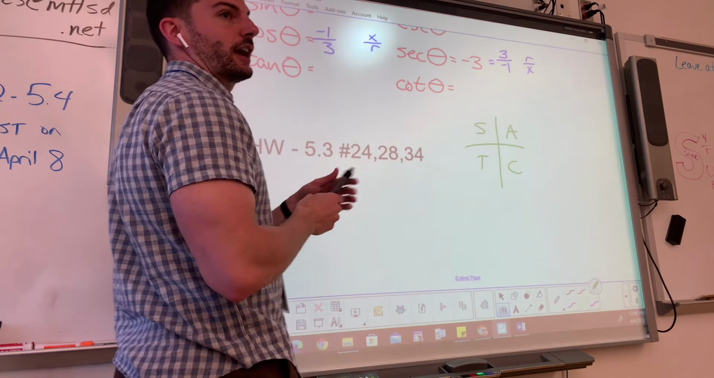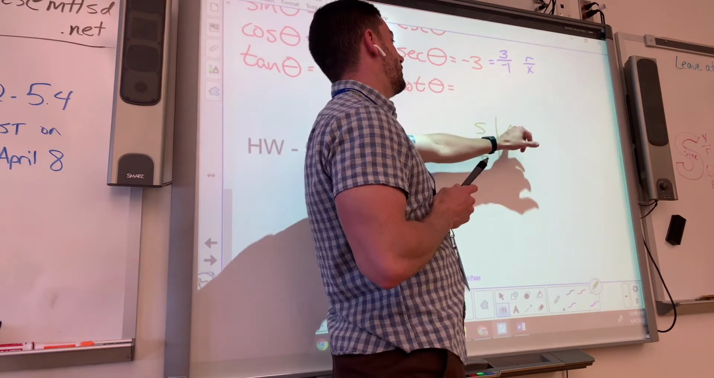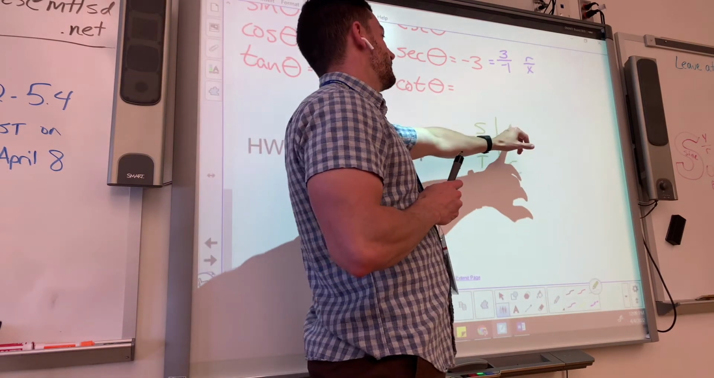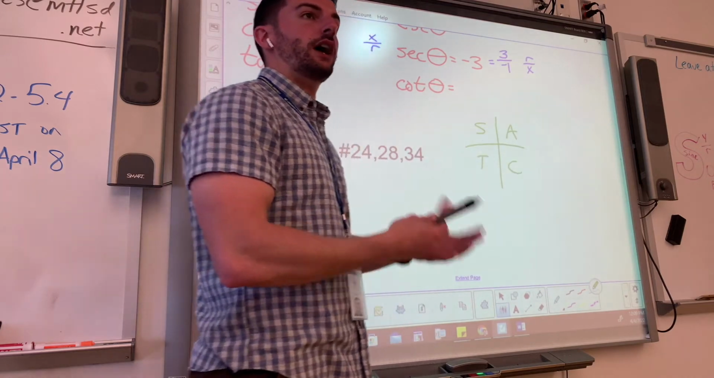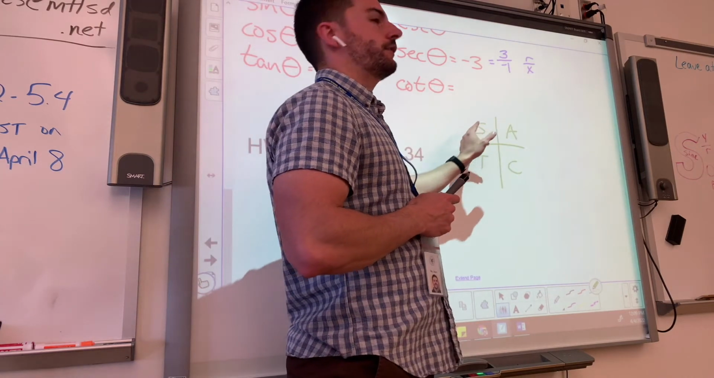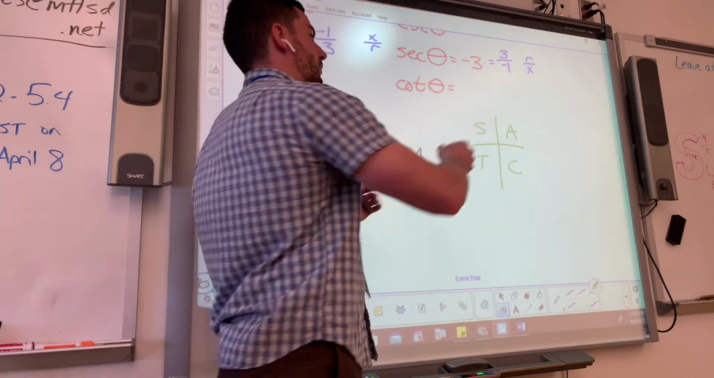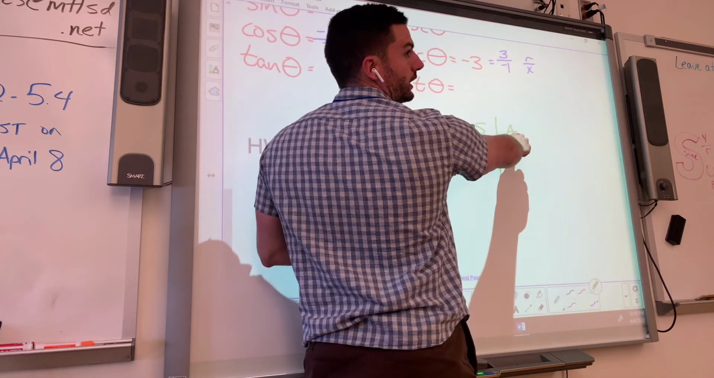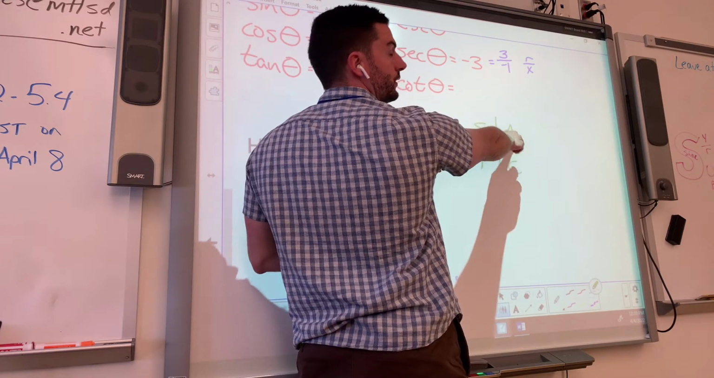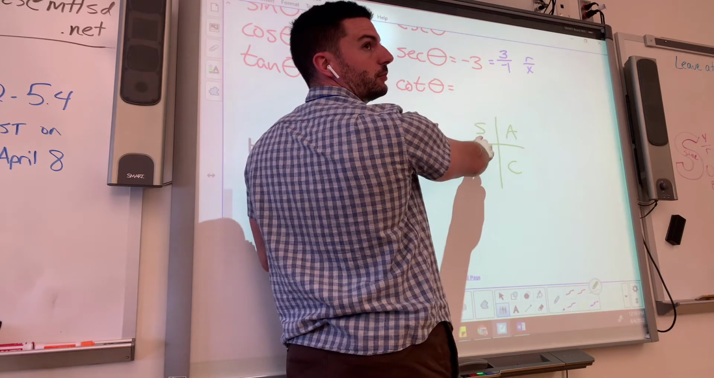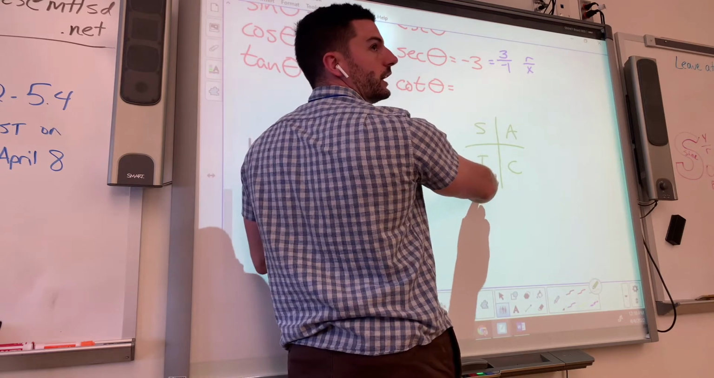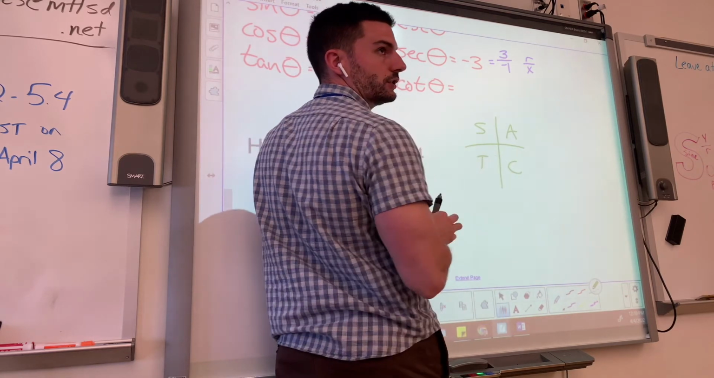So guys, you remember this acronym we went over a couple days ago, right? All Students Take Calculus. This is also telling you in which quadrants each of the trig functions are going to be positive. In the first quadrant, all the trig functions are positive. In the second quadrant, just sine is positive. In the third quadrant, just tangent's positive. In the fourth quadrant, just cosine.